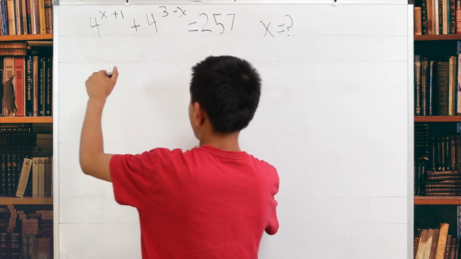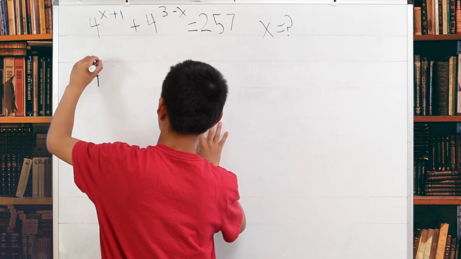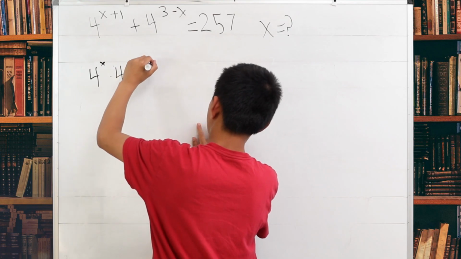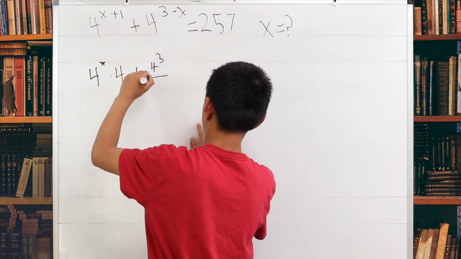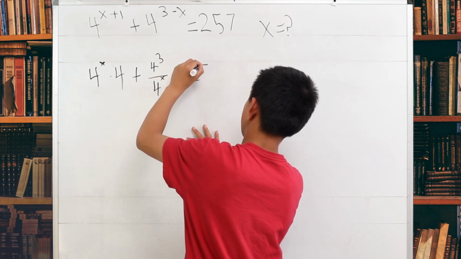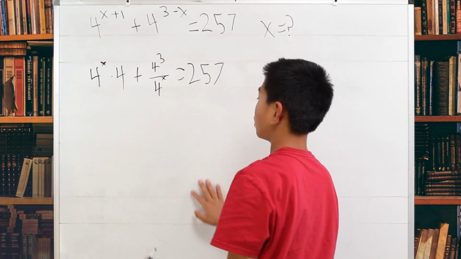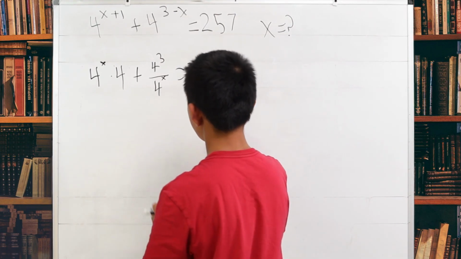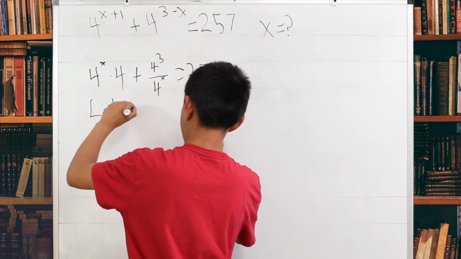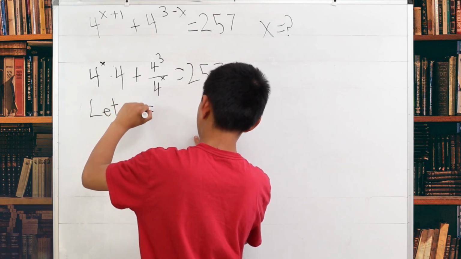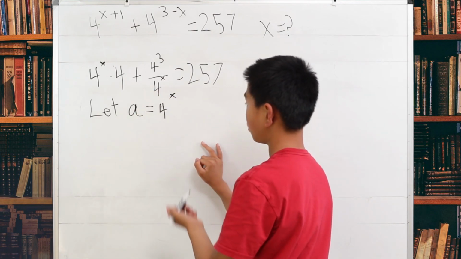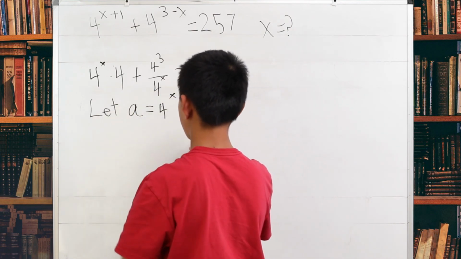formulas. This side is going to be 4 to the power of x times 4 plus 4 to the power of 3 divided by 4 to the power of x, which is still equal to 257. Now, to make things a lot easier and simpler, let's let a be 4 to the power of x. Now we can plug a in.